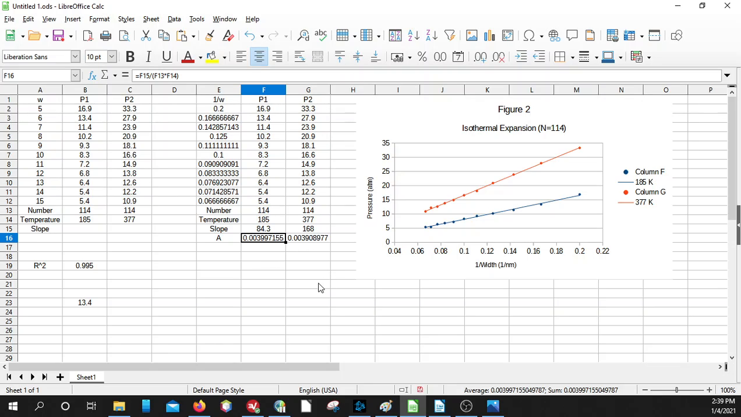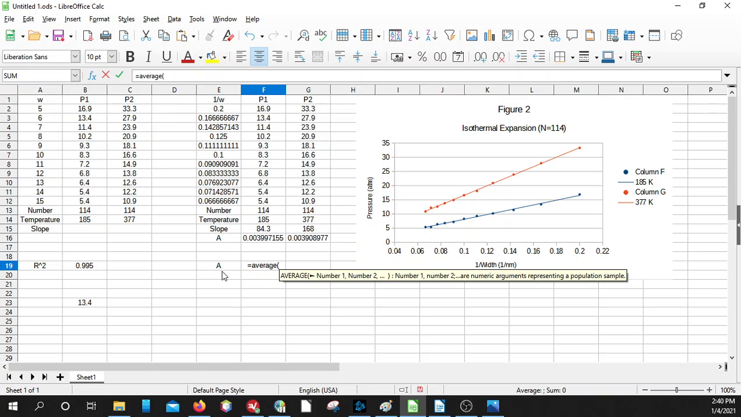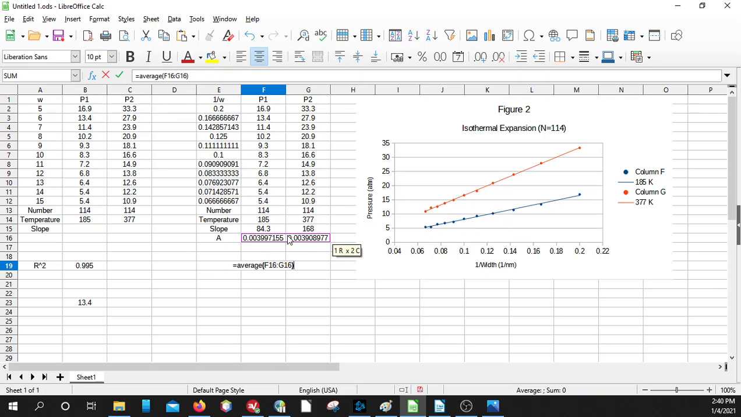And you'll have three values. Your final result for A, our accepted value for A, would be just the average. So I'll just do that here. Type equals average, then parentheses, highlight the cells you want to take an average of, and hit enter. So this would be my experimental result for A, 0.003953, except we're not quite done. We're missing one major thing.